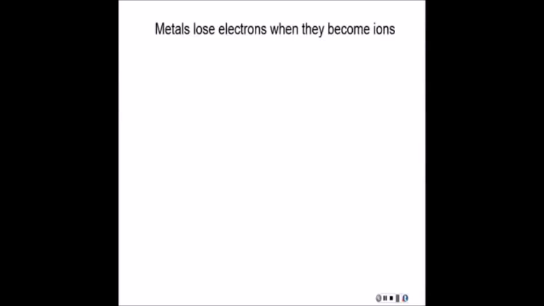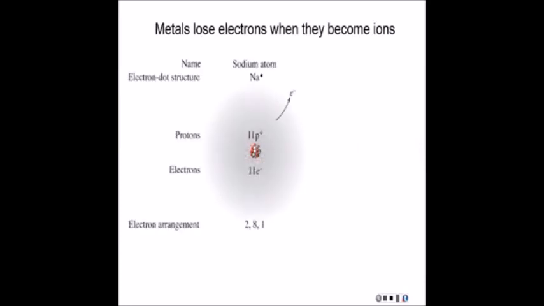So in order for atoms to become like the noble gases, we're going to see that some will lose electrons and some will gain them. So we're going to start off with looking at metals. Metals normally lose electrons when they become ions. Now here's an example with sodium.